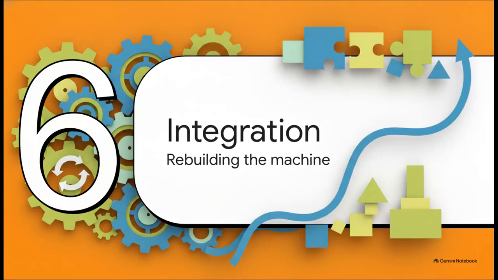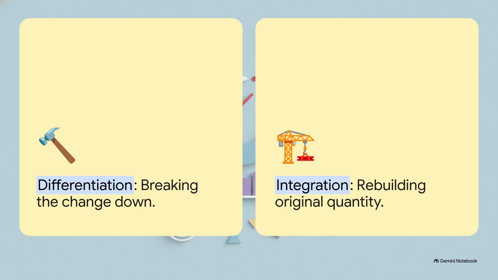Finally, we reach integration and the big picture. It is time to put our machine in reverse. We've spent this entire time breaking things down into their rates of change. Now we build them back up. Differentiation is breaking the change down. Integration is the sort of magical process of rebuilding the original quantity. If I only have the speedometer data, integration lets me reconstruct the car's entire path. It's literally like running a movie backward through time to see exactly where our car started.